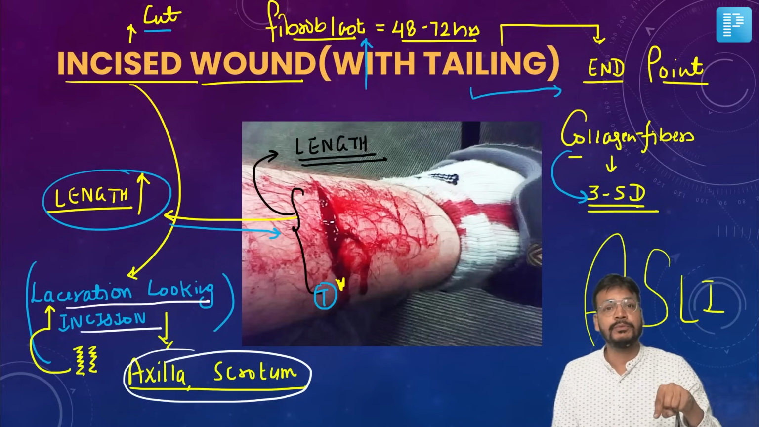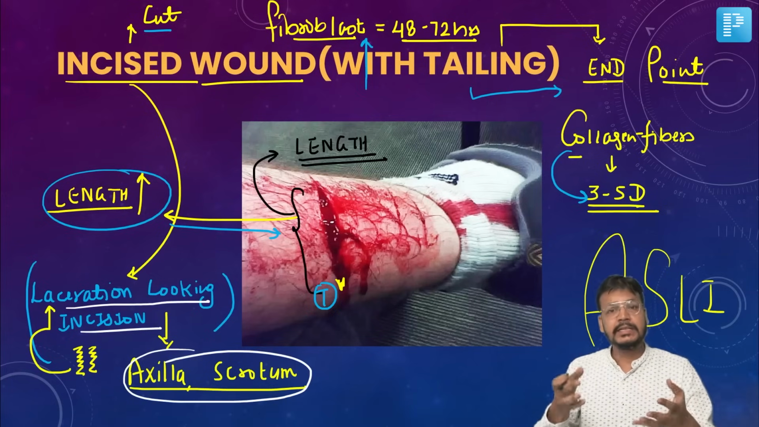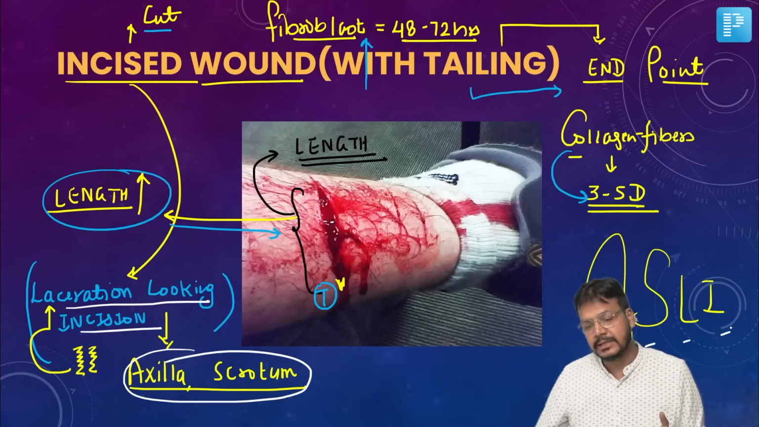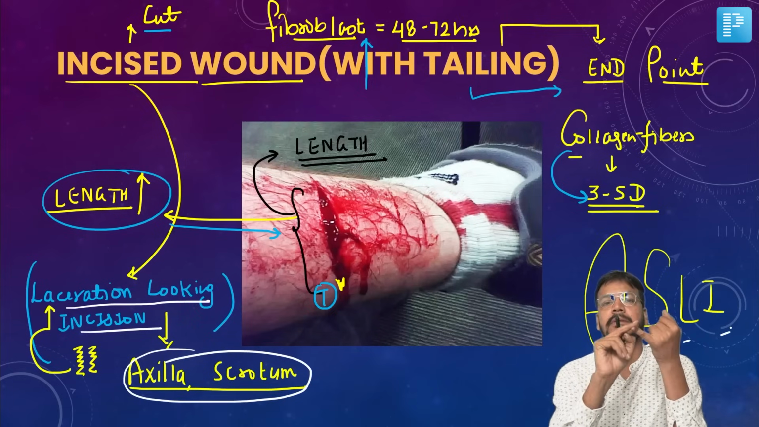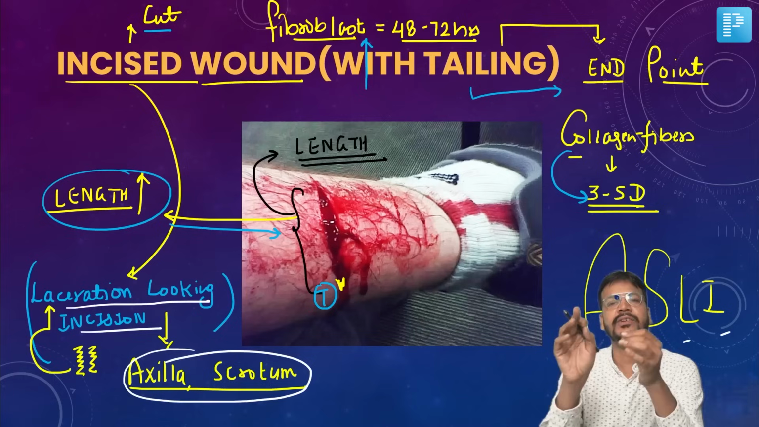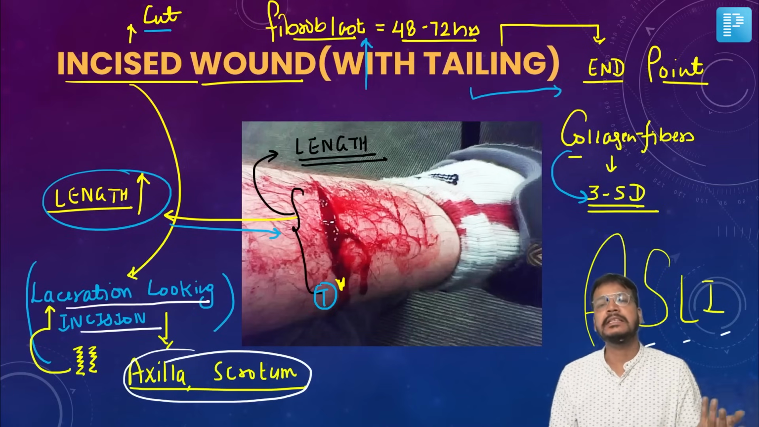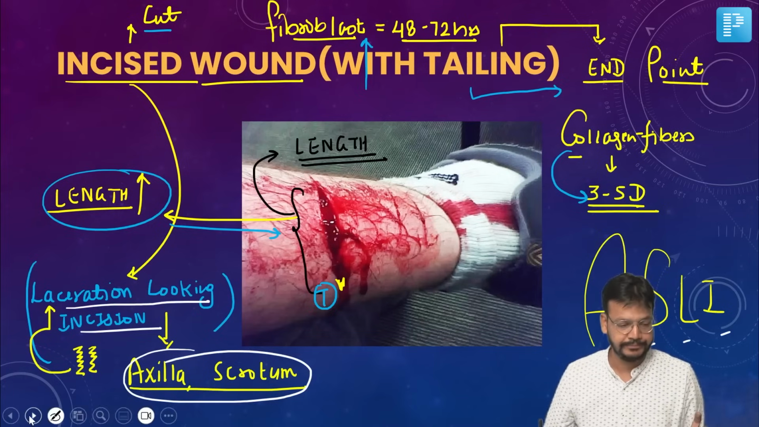Don't get confused. Hard surface gives incised looking laceration. And in the axilla and scrotum, an incision looks like a laceration, a laceration looking incision. If you are confused, just remember ASLI: A axilla, S scrotum, L laceration, I looking incision. That's a very simple trick. Remember ASLI. Hard surface incised looking laceration is a split laceration.